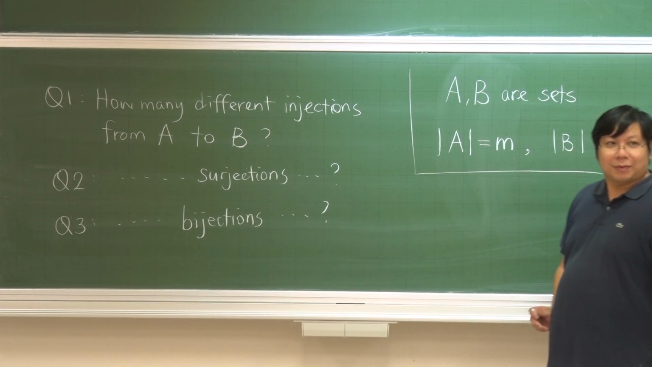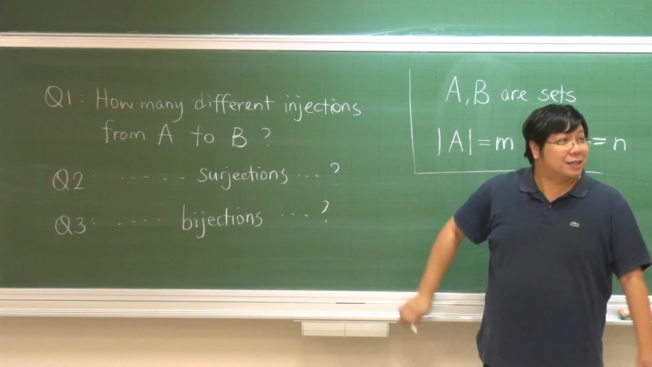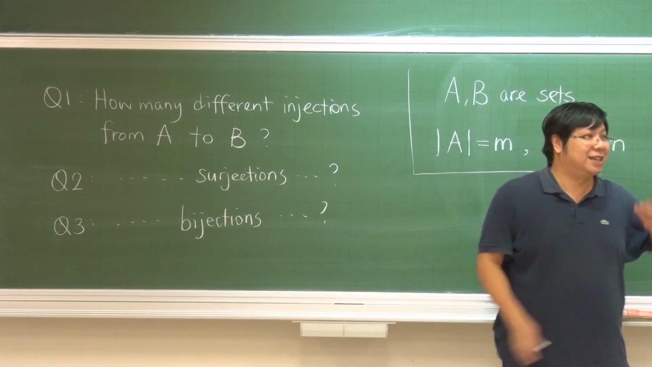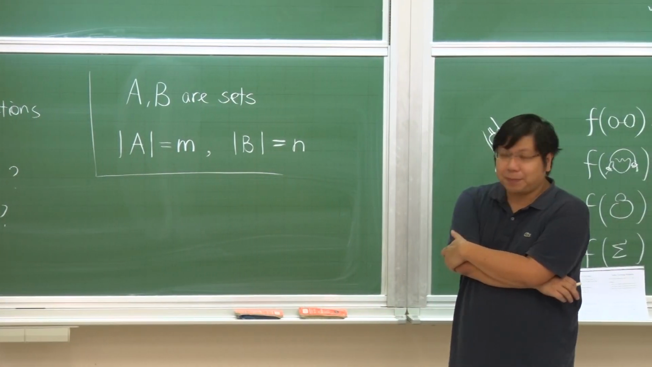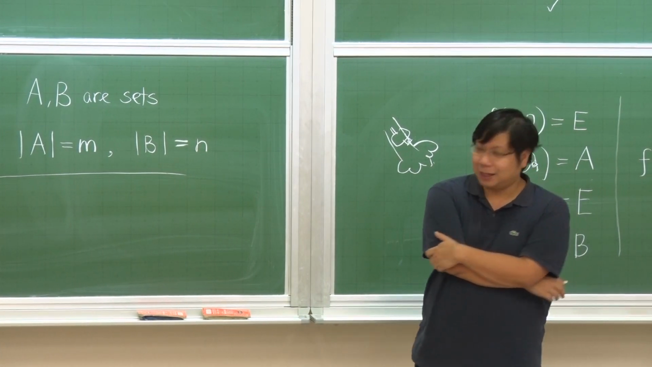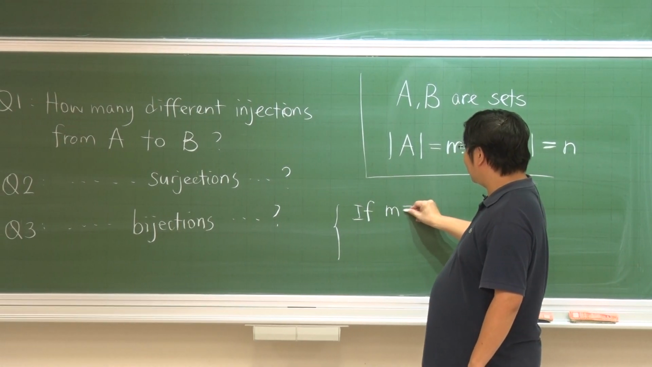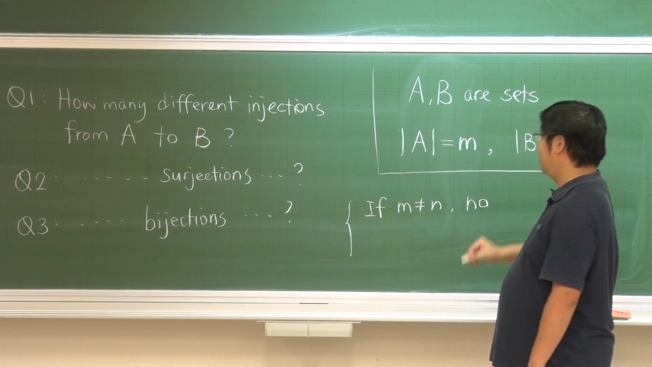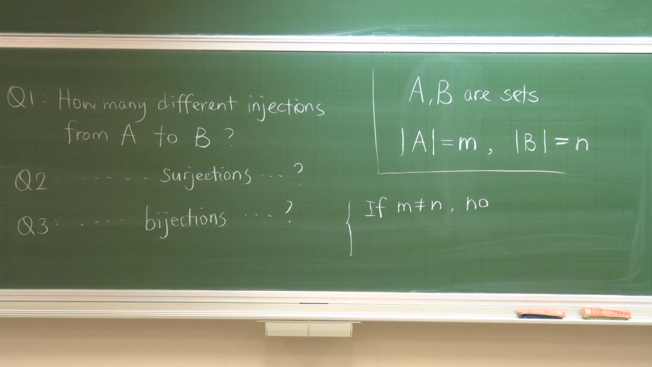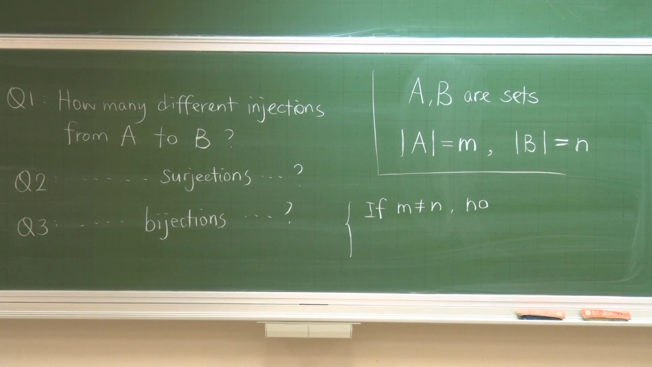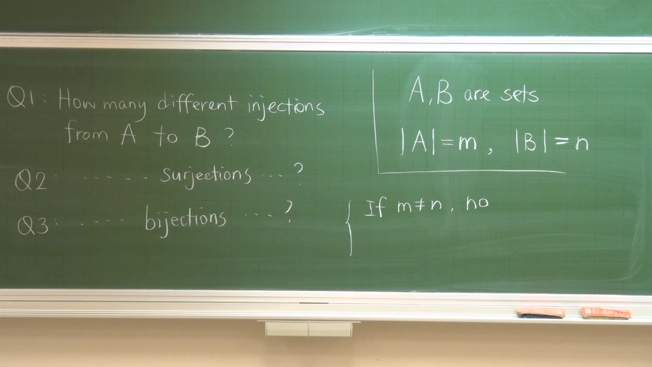Okay, let's do. It turns out that the most complicated question is Q2. Let's leave it aside at the moment. The easiest one is Q3. So Q3 asks for how many bijections are there from A to B. Okay, I will tell you. If M is not equal to N, then 0 of them. Because if you want to have a bijection, the size of A has to be equal to the size of B, because it is a 1 to 1 correspondence. Am I correct? So if M and N are different, then 0. There is no bijection.